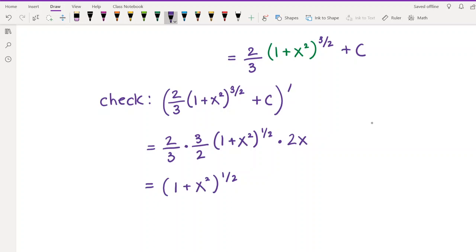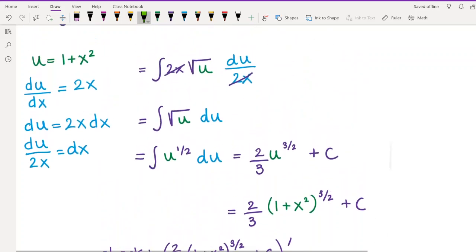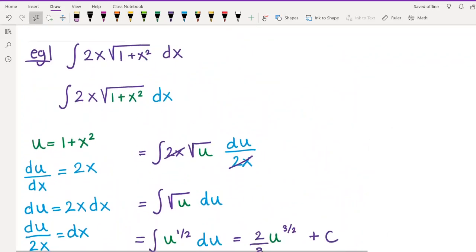And maybe I'll rewrite it this way, just so it really matches with what we started with. So 2x times the square root of 1 plus x squared. And if we look back at our integrand, we'll see that that is exactly what we were supposed to be taking the antiderivative of.